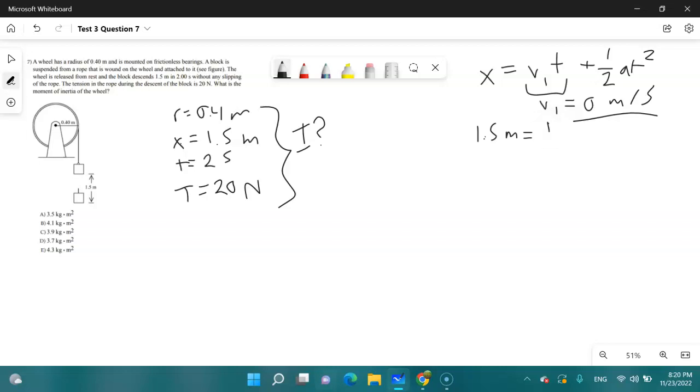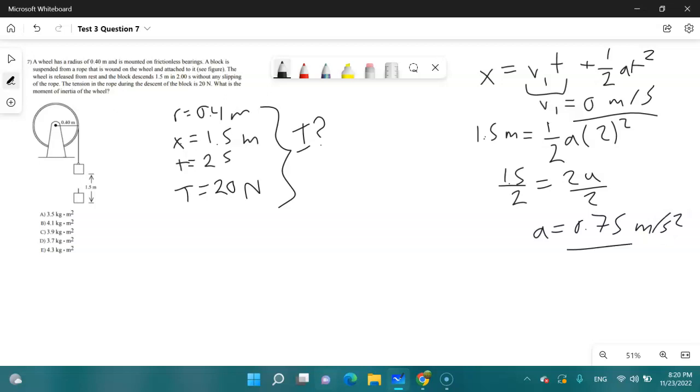So we're just left with half of the acceleration times the time that we know is 2 squared. And then from there we can do 1.5 divided by 2 equals 2a divided by 2. And that leaves us with an acceleration of 0.75 meters per second squared. So now we can work with this value to find the true inertia.